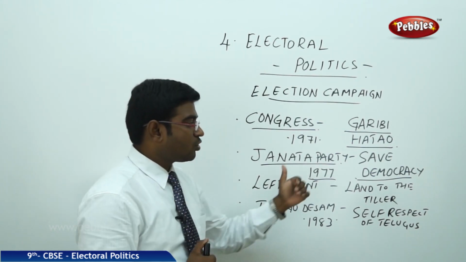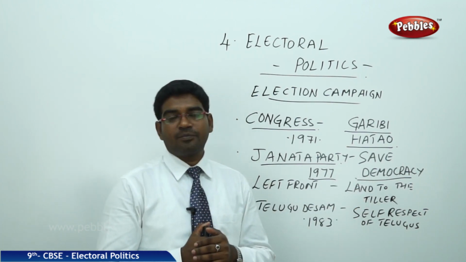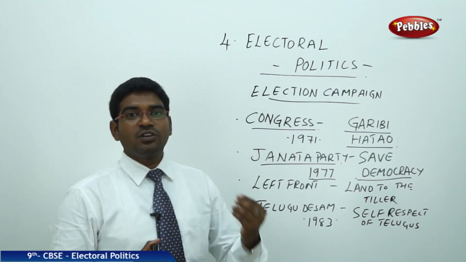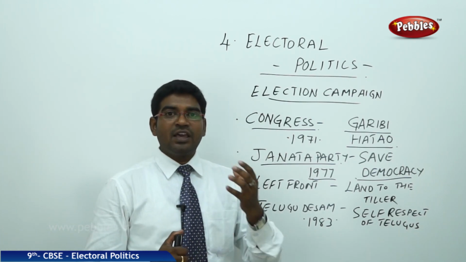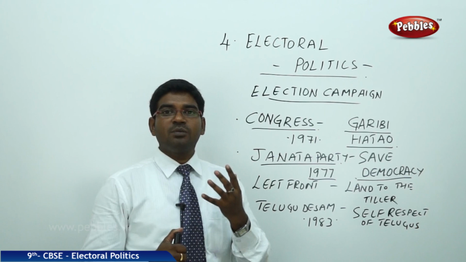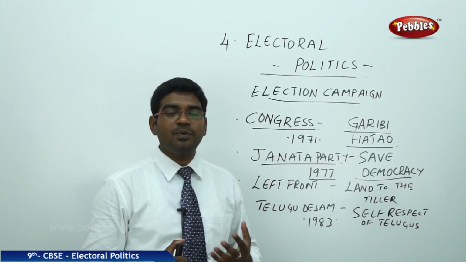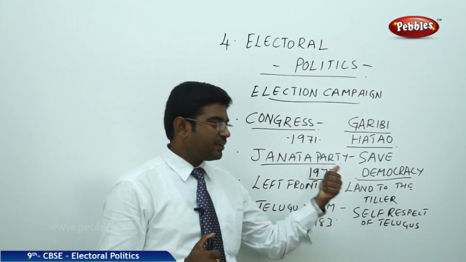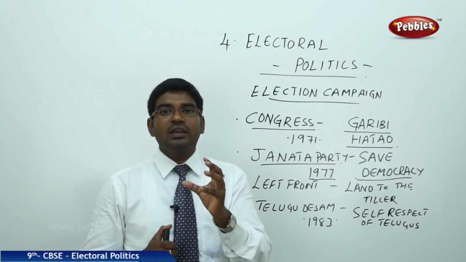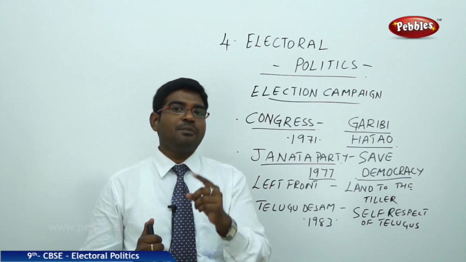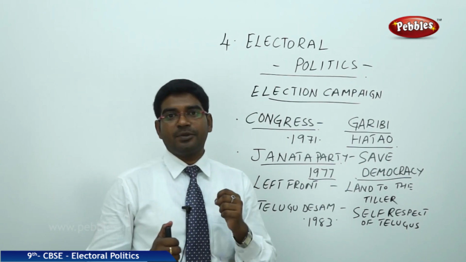They came up with a slogan called Land to the Tiller. From 1977 to 2009, nearly 35 years, they ruled continuously. The Communist Party got the support of the people continuously with the same slogan of Land to the Tiller for a very large period of time. So people get moved on with the campaign, with the slogan of the campaign.